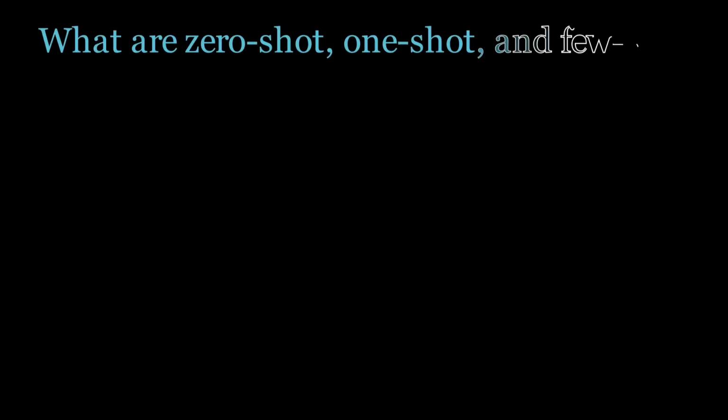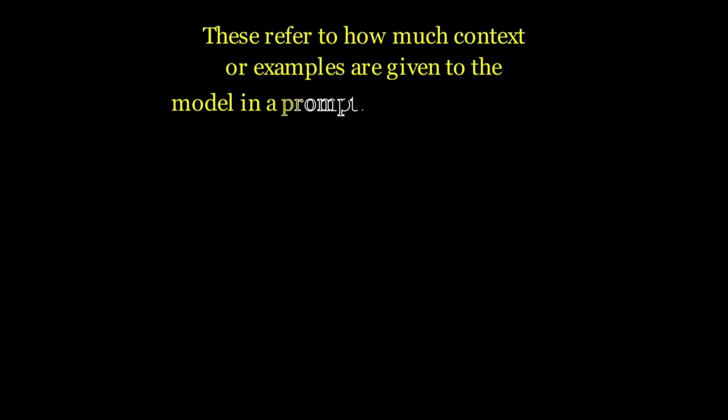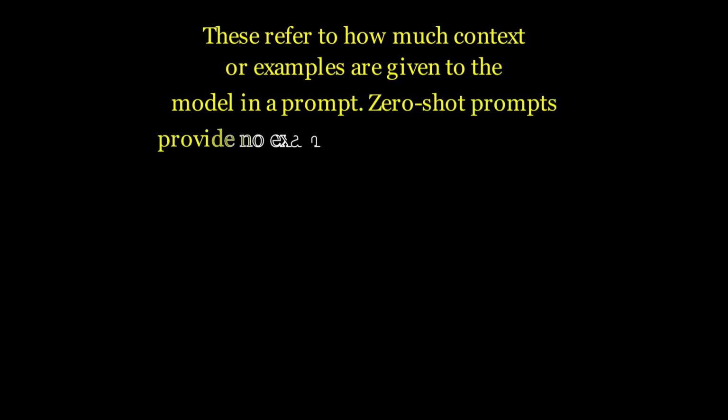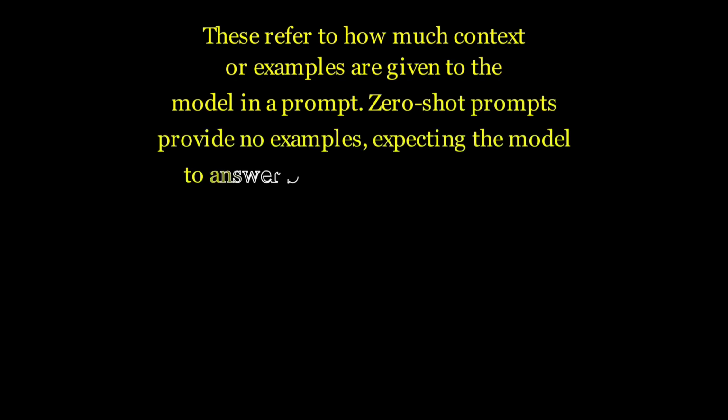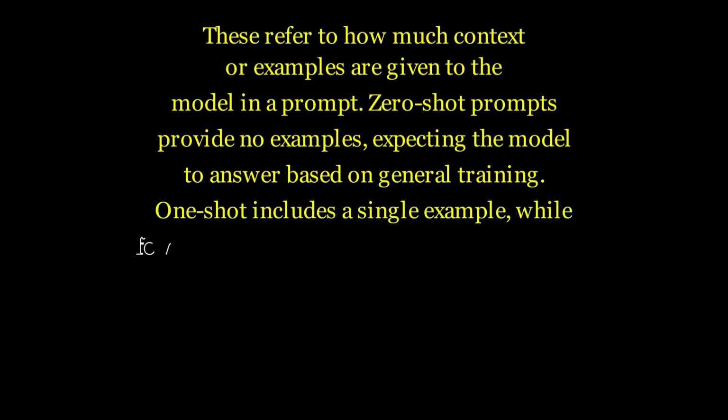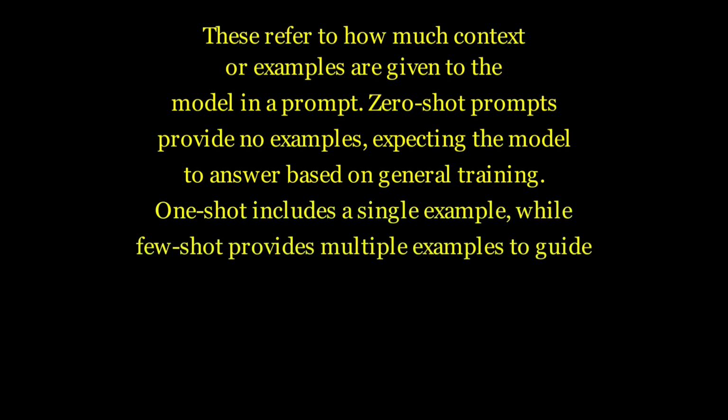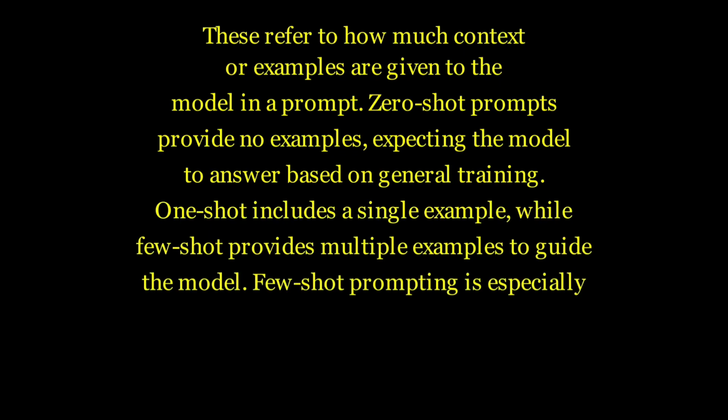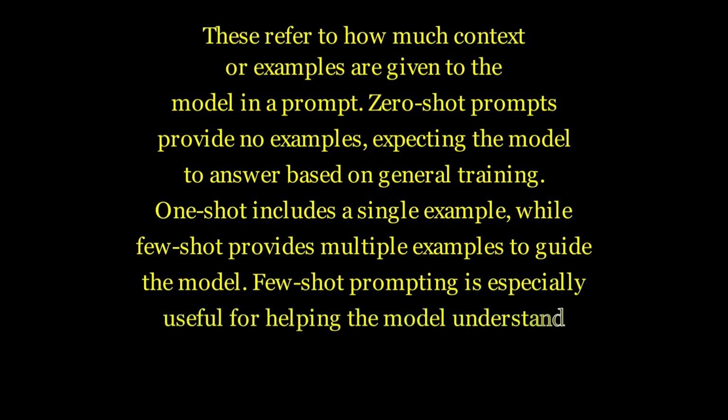What are zero shot, one shot, and few shot prompts? These refer to how much context or examples are given to the model in a prompt. Zero shot prompts provide no examples, expecting the model to answer based on general training. One shot includes a single example, while few shot provides multiple examples to guide the model. Few shot prompting is especially useful for helping the model understand nuanced or specific response styles.